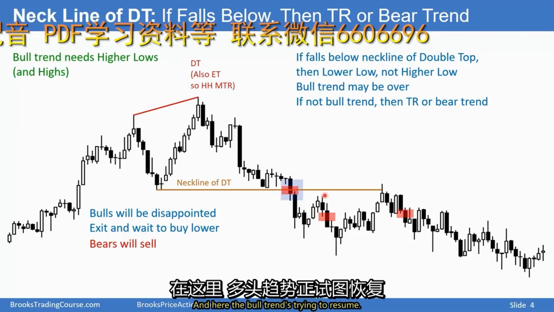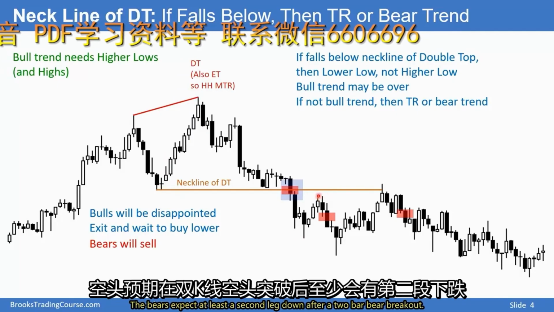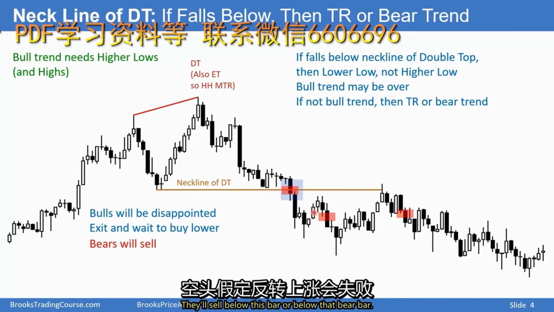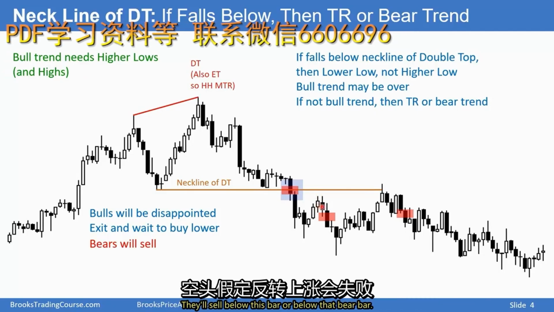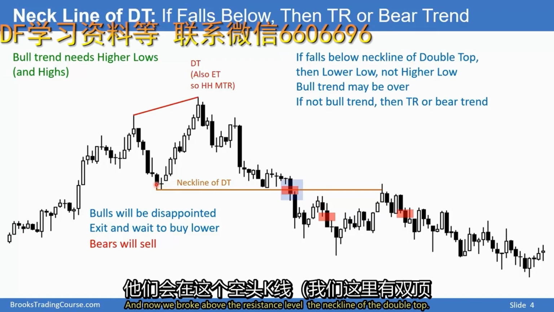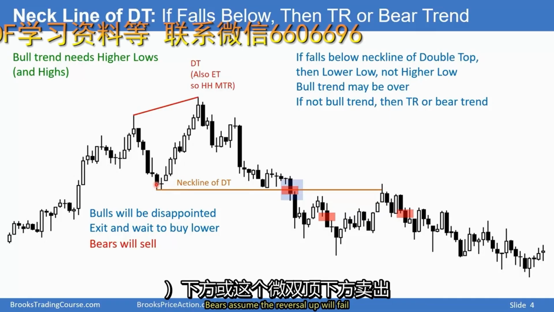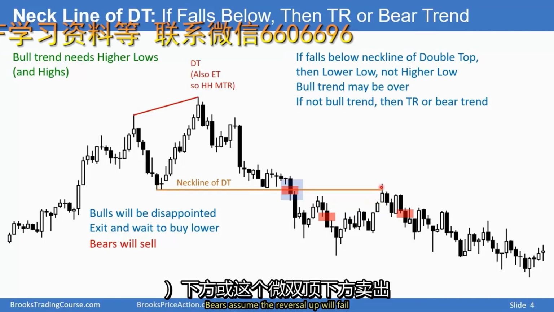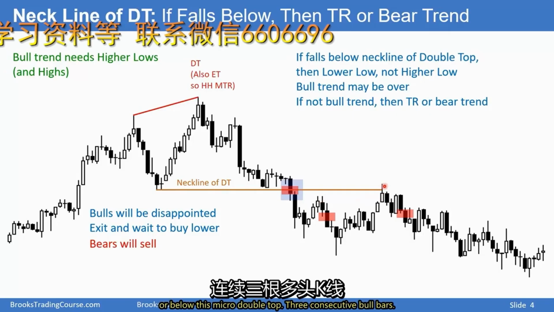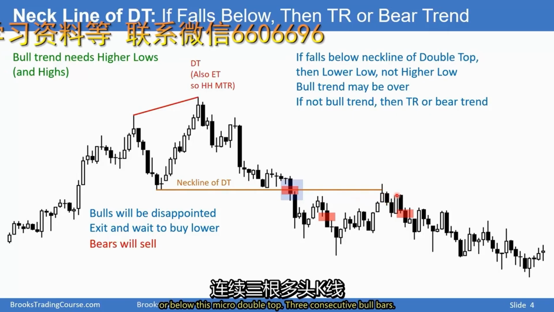And then here, the bull trend's trying to resume. The bears expect at least a second leg down after a 2-bar bear breakout. They'll sell below this bar or below that bear bar. And now we broke above the resistance level, the neckline of the double top. Bears assume the reversal up will fail, and they'll look to sell either below this bear bar, we have a double top here, or below this micro double top.